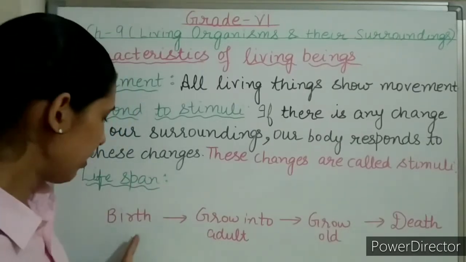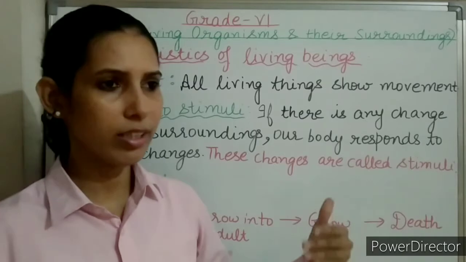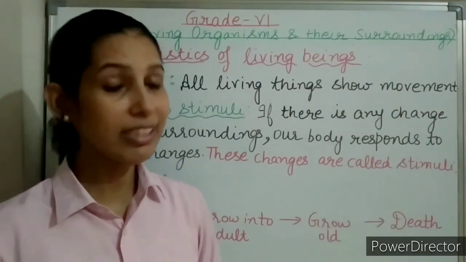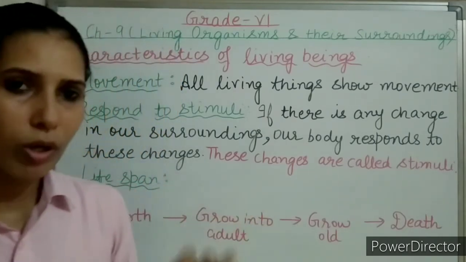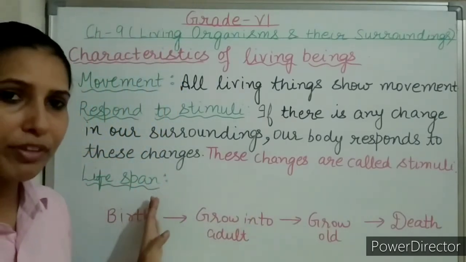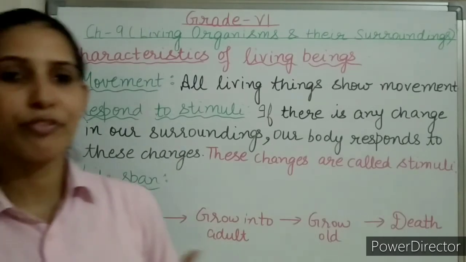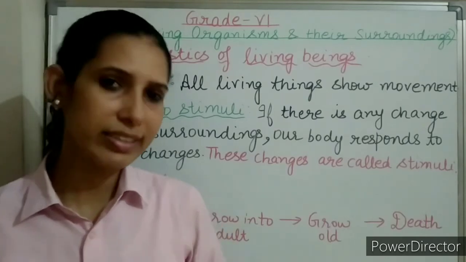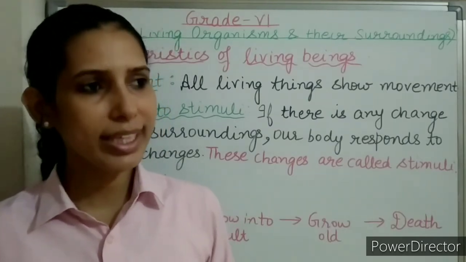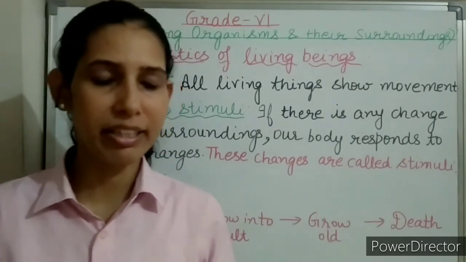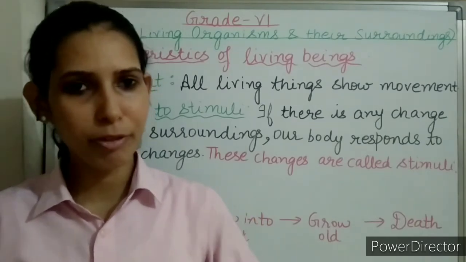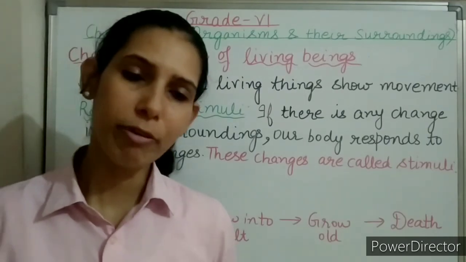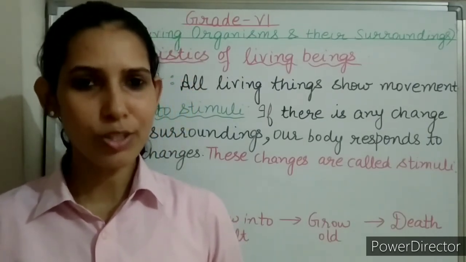For example, if any person has taken birth and lived up to 60 years, what will be the lifespan of that person? 60 years. So all living organisms have a definite lifespan or life cycle. Lastly, I would like to say that it is very difficult to give an exact definition of life. We can just tell some biological functions that living things perform and non-living things cannot perform. So this is all for today.